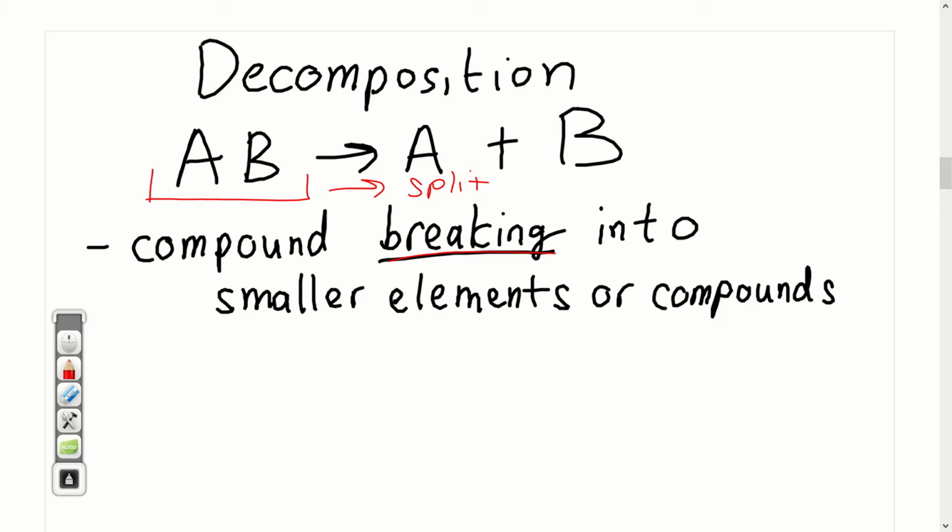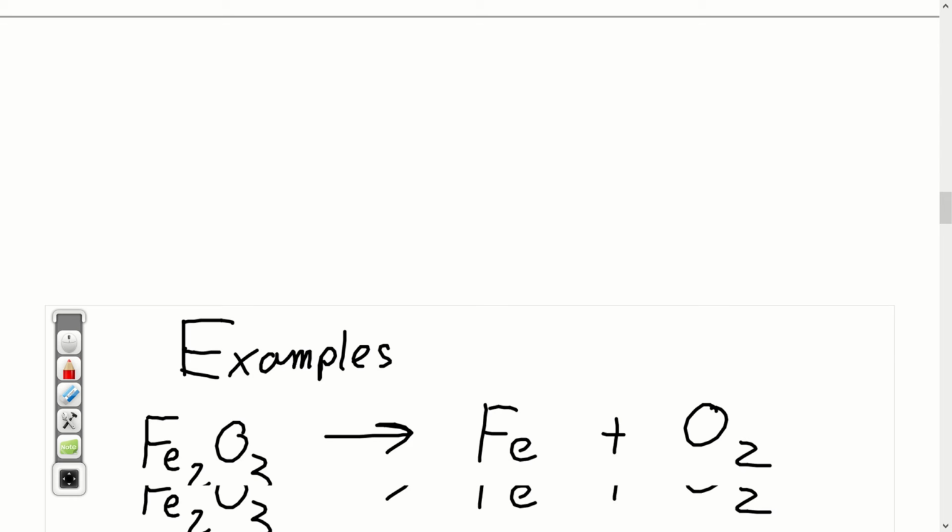It's almost like a fission reaction. We're not going to call it fission. Fission is a nuclear reaction. This is chemical. During a chemical reaction, we say it's decomposition. It's splitting apart into its elements.